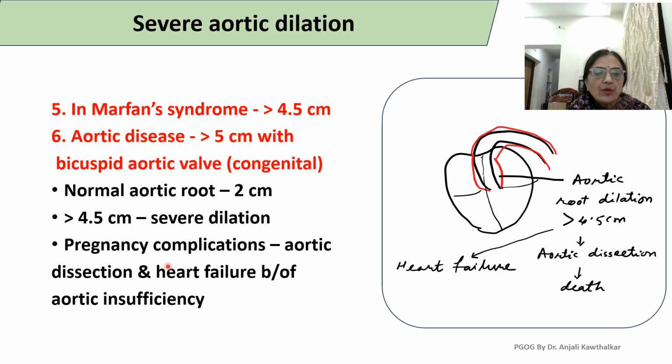Pregnancy complications are aortic dissection and heart failure because of aortic insufficiency. Because of these two complications, aortic dissection can occur, where blood can seep from the thin aortic wall outside the aorta, or heart failure can occur because of associated aortic insufficiency.